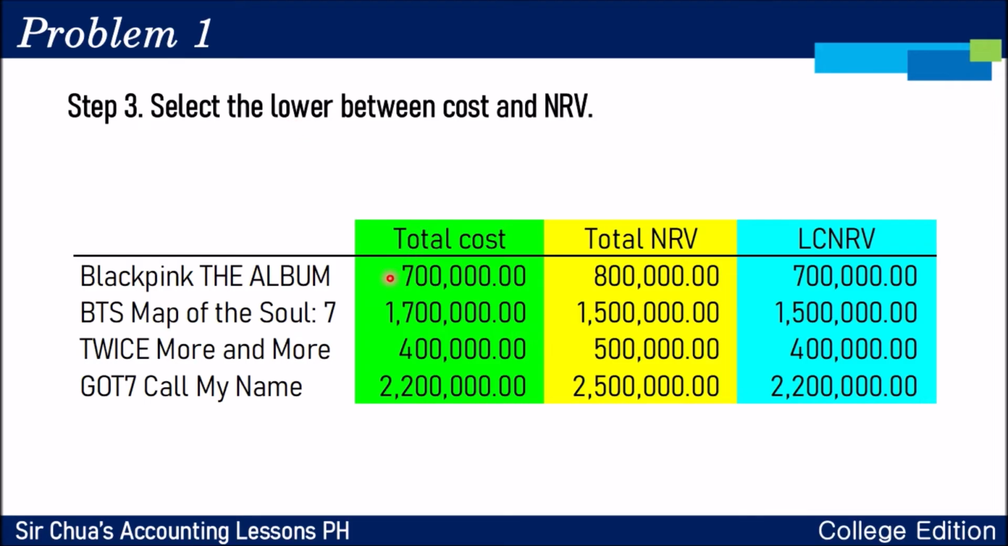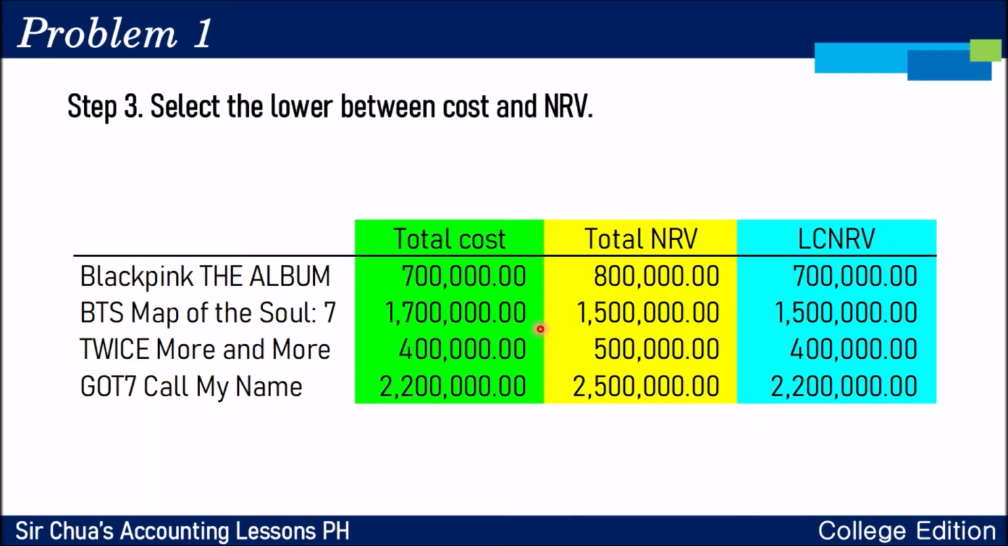Okay? So, 700,000 versus 800,000, the lower amount is 700,000. 1,700,000 versus 1,500,000, the lower amount is 1,500,000. 400,000 versus 500,000, your lower amount is 400,000, and 2,200,000 versus 2,500,000, the lower amount is 2,200,000. So, na-apply nyo na yung natutunan yung greater than, less than, or equal nung kinder kayo. Tama ba ako nung kinder? Okay? So, dito natin siya i-apply. Okay? So, you will just get the lower amount between the cost and the NRV. Yun po yung tinatawag nating LCNRV.